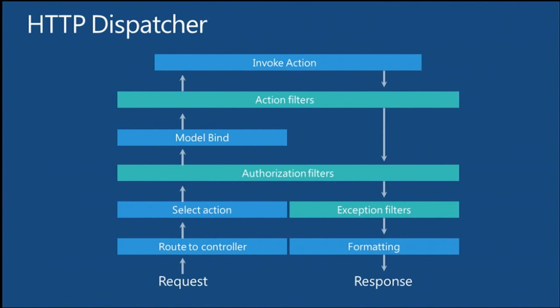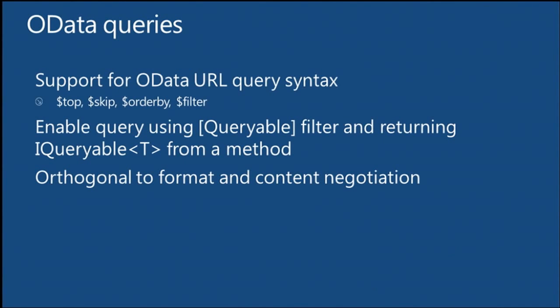We then model bind the data to your action parameters. We call your action filters, invoke the action, and then unravel. We'll call the action filters again to let you know that the action's been invoked. We'll call your authorization filters again. Exception filters are at the very end. That gives you a last chance to say, do you just want the server to fail, or return a 500, or do you want to actually return a different kind of HTTP response message? And at the very end, we format the response to the client.